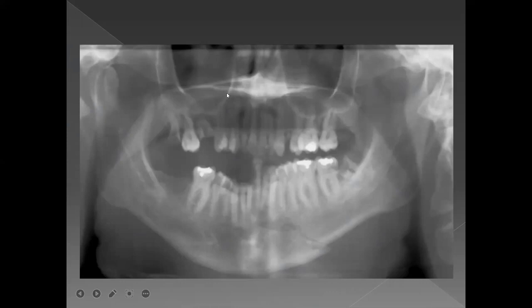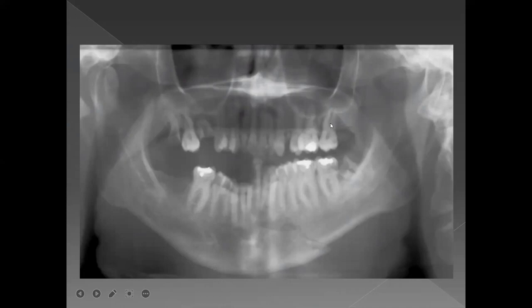Now, on the maxilla, I can't appreciate any significant findings in the bone. The maxillary sinuses on both sides appear to be somewhat radiolucent, although this is not the best X-ray to comment on the status of the maxillary sinuses. The nasal cavity is not very clear in this OPG, so I can't give any comments regarding that.